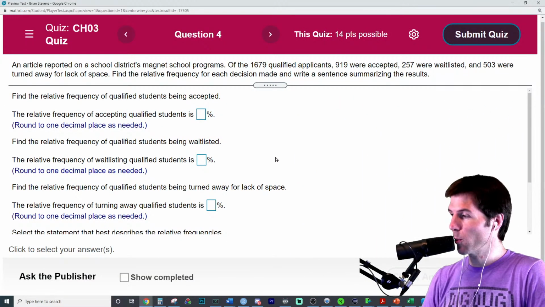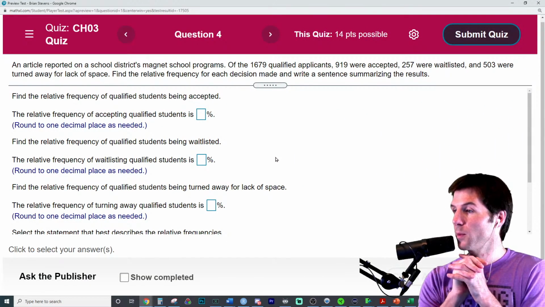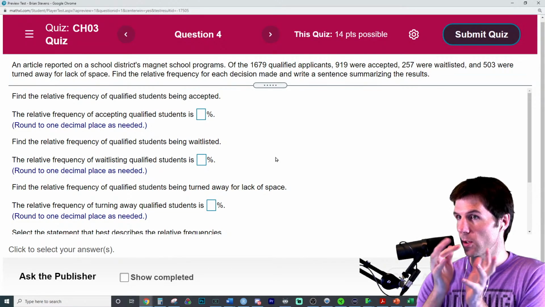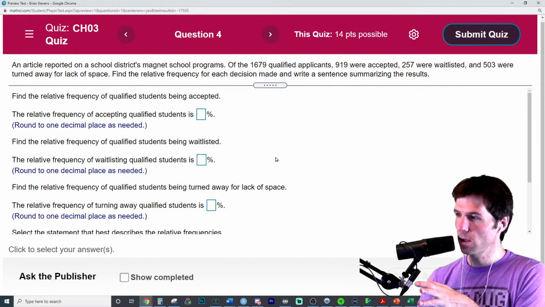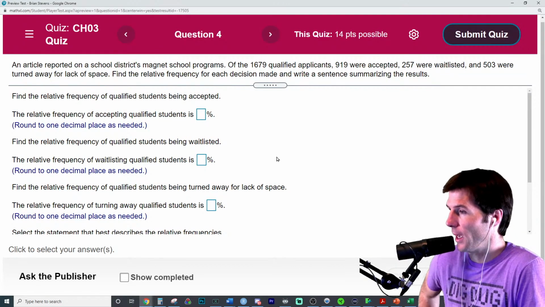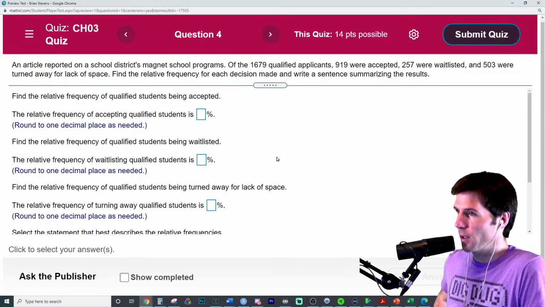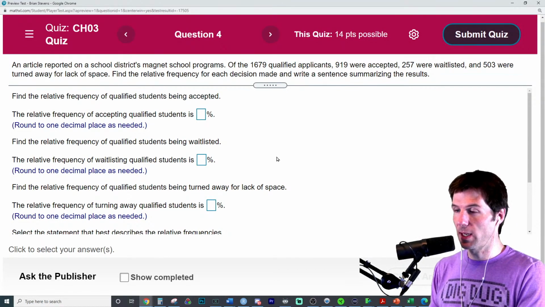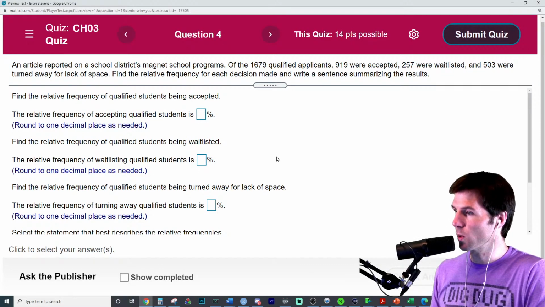So this right here is an article reported on a school district, and they found from the 1,679 qualified applicants, 919 of them were accepted, 257 were waitlisted, 503 were turned away from lack of space. This is actually univariate categorical because we have what was the decision on your application. It looks like quantitative. Don't be confused. Remember, you'll get something in the mail saying you were accepted. So that's categorical right there.